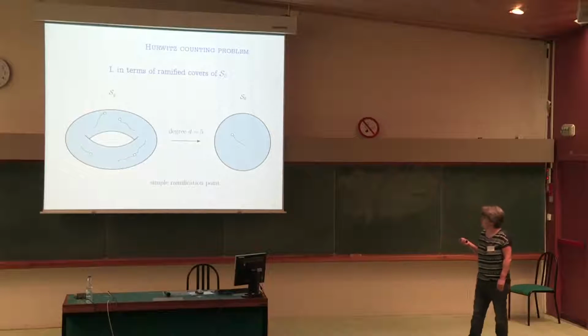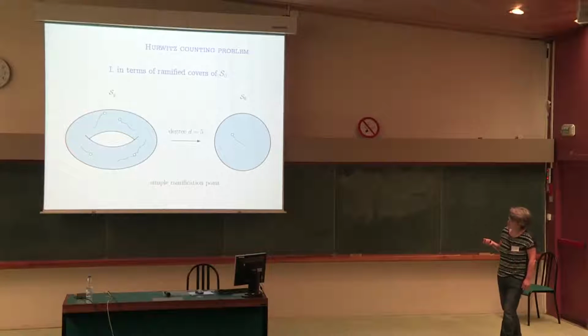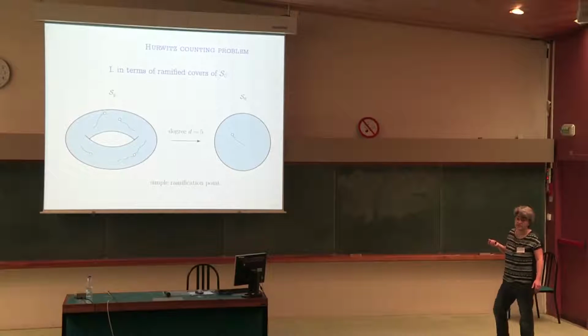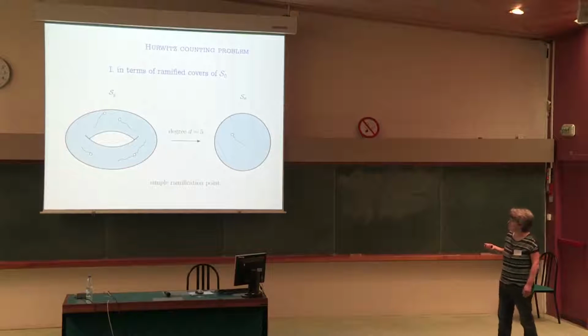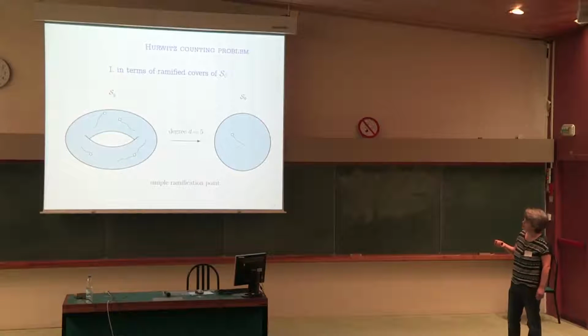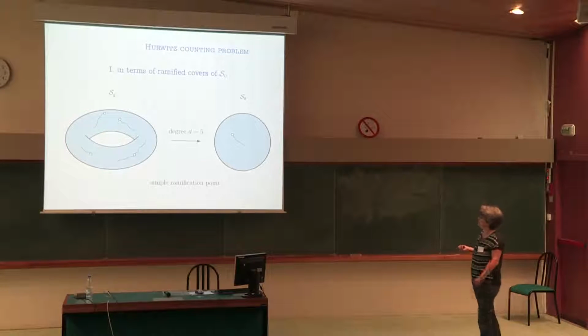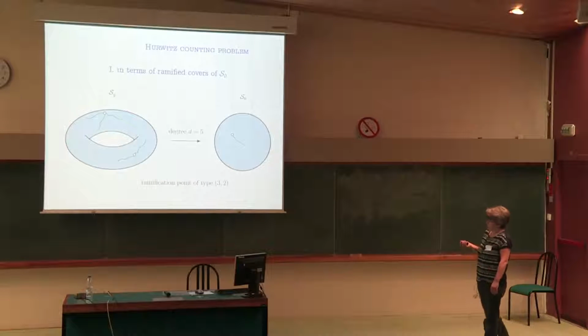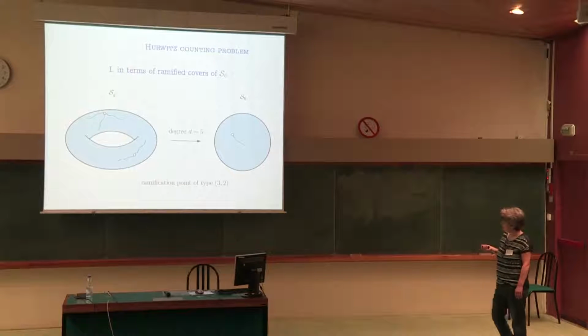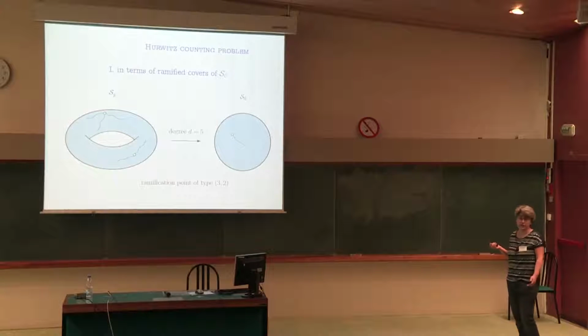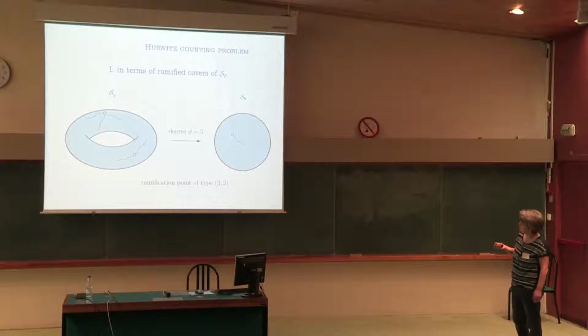A ramification point is a point such that the pre-images are not distinct. We have some multiplicity somewhere. So here's an example of a simple ramification point. We only have one special pre-image of degree 2. The other ones are general. We may have ramification points of more complex types. For instance, this one is type 3-2. We have a degree 3 and 2 here.